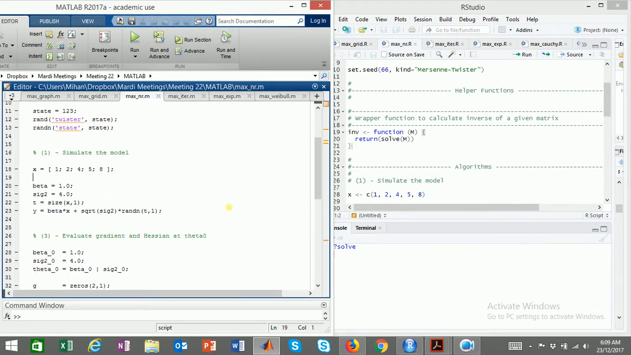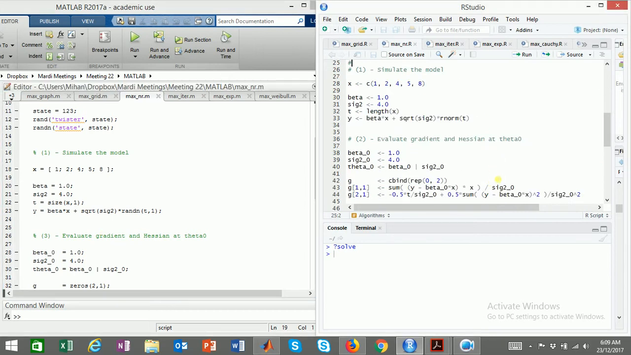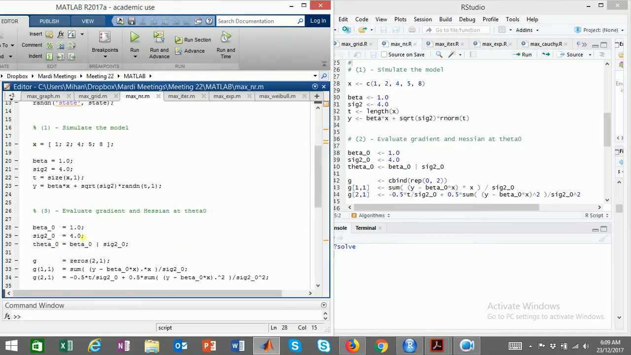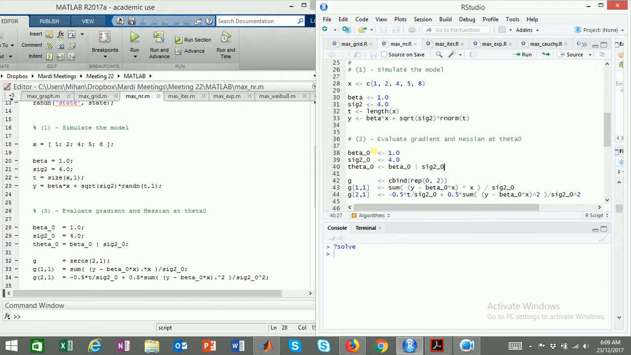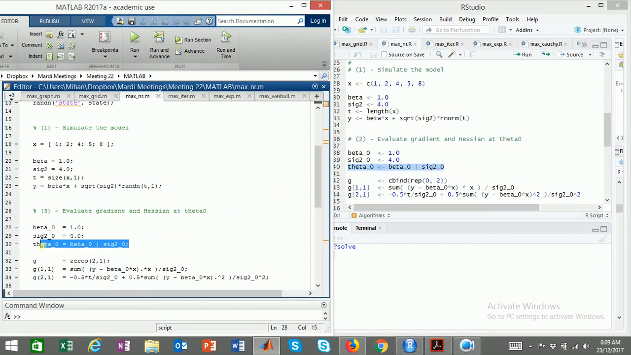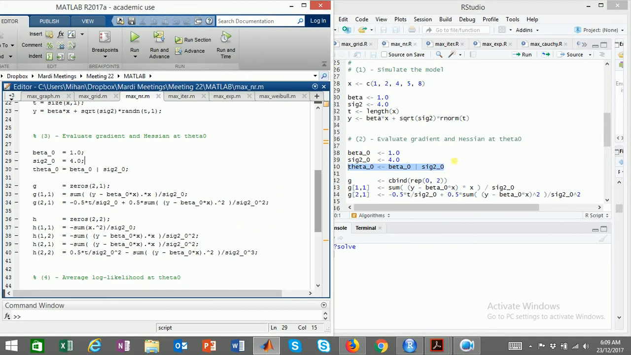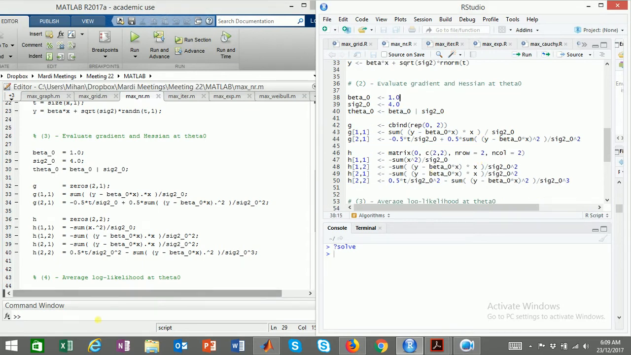First, simulate the model. Beta x square root of random number generation remains same. Evaluate gradient and Hessian, where beta given 1, sigma square 4, theta hat is equal to beta naught and sigma square. Both is theta hat, that is what is passed here. Not or, is just and. We'll still have a look.